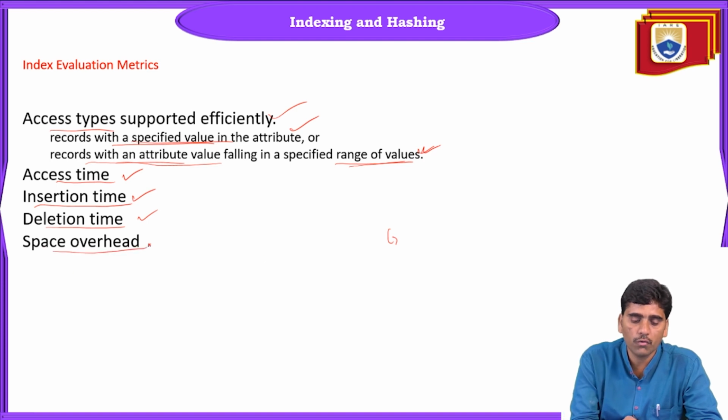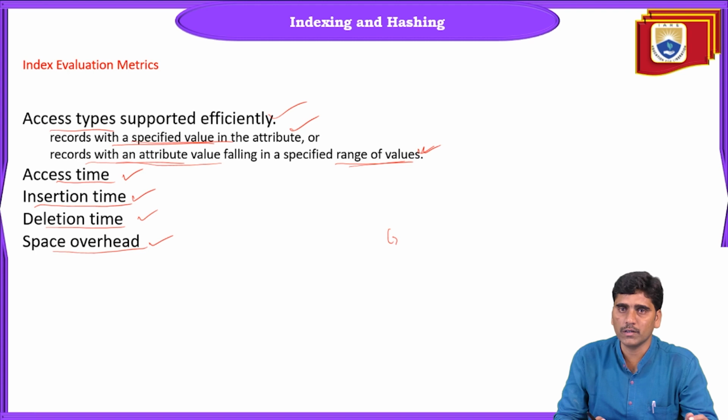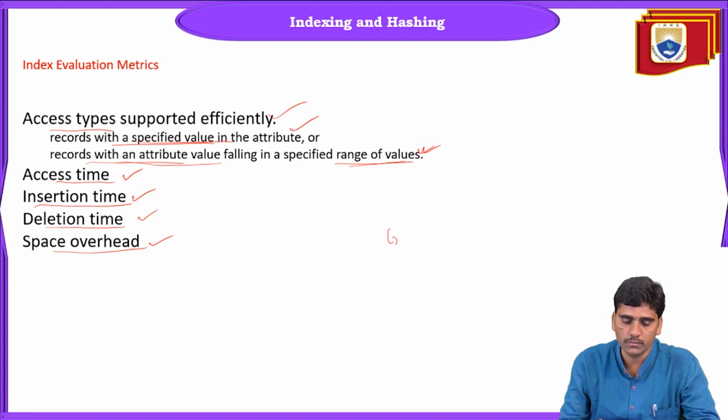And the space overhead. By distributing all these indices everywhere, the space overhead of those records also requires less space for storing all the values. Because indexing happens, a lot of space is reduced. So deletion time is reduced, insertion time is reduced, as well as access time is reduced, and access types are also supported efficiently.